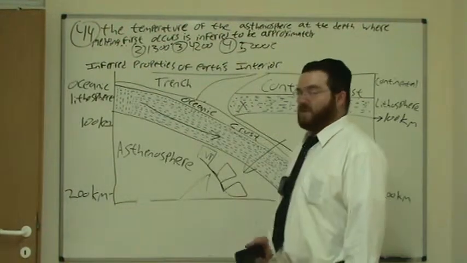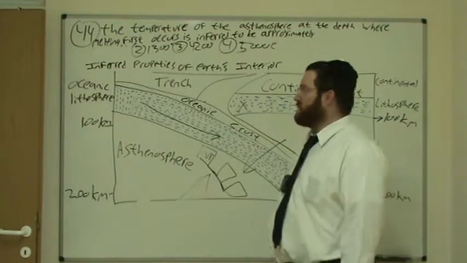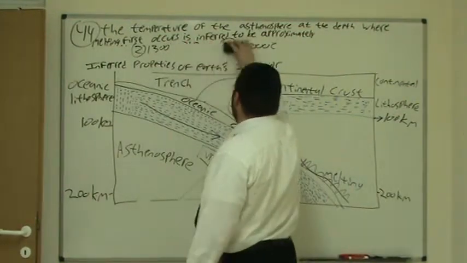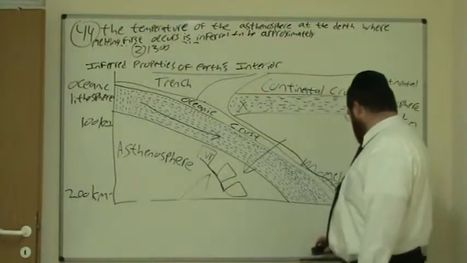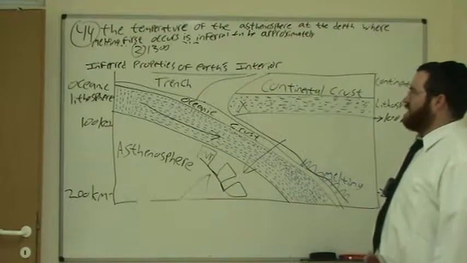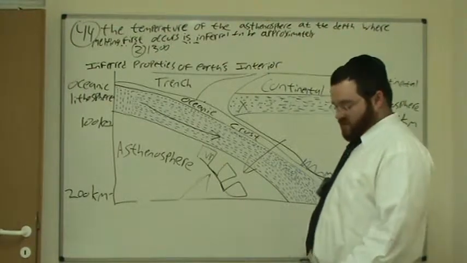Answer 2, 1300 degrees Celsius is between 1000 and 2000. 4200 degrees Celsius is not between 1000 and 2000. And 5000 degrees Celsius is not between 1000 and 2000. So the only answer that could be correct is answer 2.